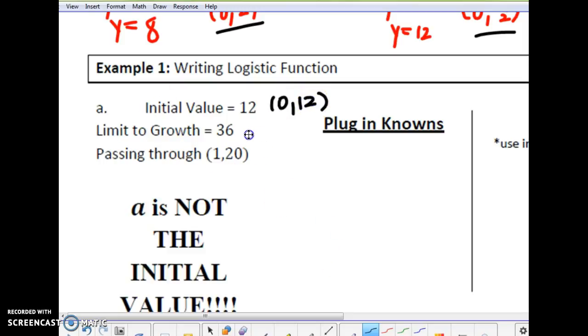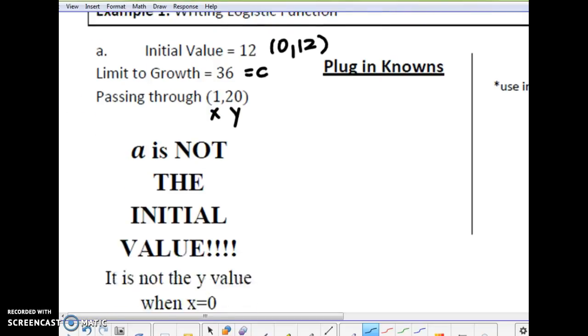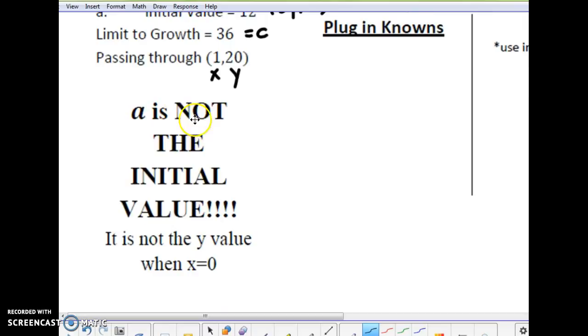Your limit to growth, that's your c. This is a secondary point. You're going to look at it as x and y. Today, the hardest part is that a is not the initial value. We kind of drill it in your head with exponential functions, but this is logistics, so a is not your initial value. Your initial value is your y value when your x is equal to 0. This is your basic logistic function.